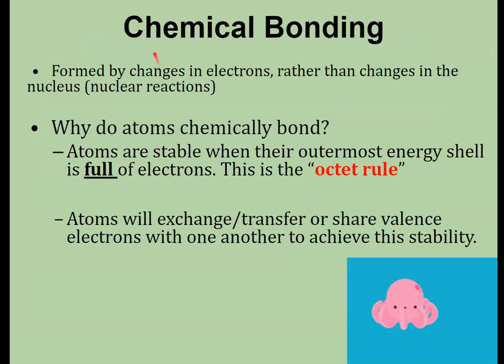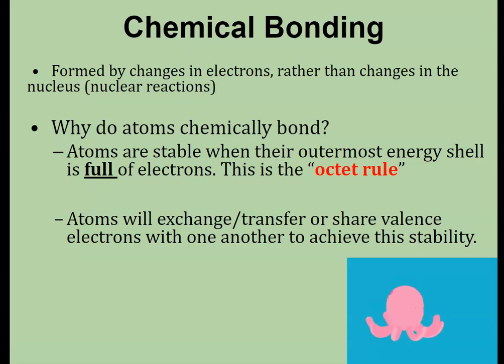Okay, now let's talk about bonding. This is always formed when electrons change. They either move from one atom to another, or they get shared between atoms. So why do atoms want to bond? What's their purpose? The reason is that all elements, or most elements, want to have a full valence shell. And again, for most elements, that's 8 valence electrons.